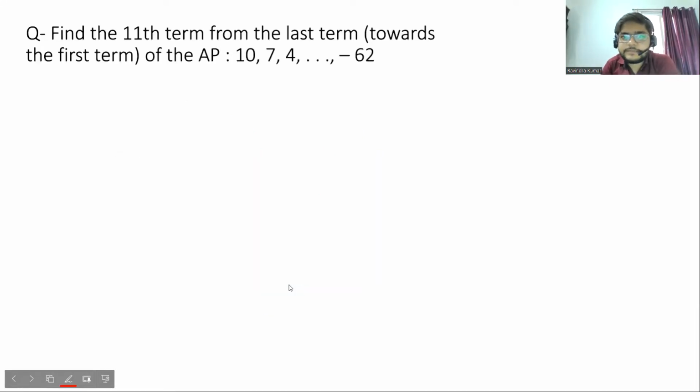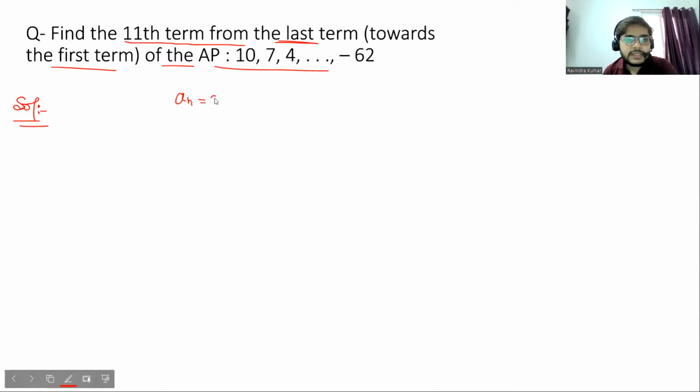Let's move ahead. This is our next question. Okay, so in this, find the 11th term from the last. From the last, not from the beginning. Toward the first term, okay, of the AP, this one. We have to find the 11th term from the last. So first, find out how many total terms are there. We can find it out easily by applying the same formula again.